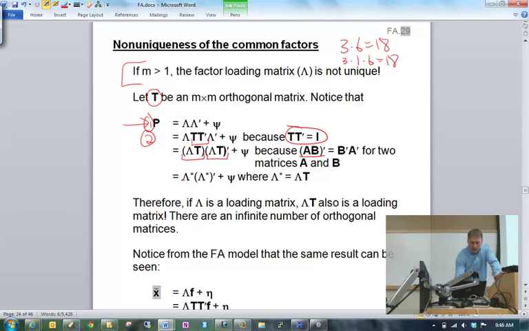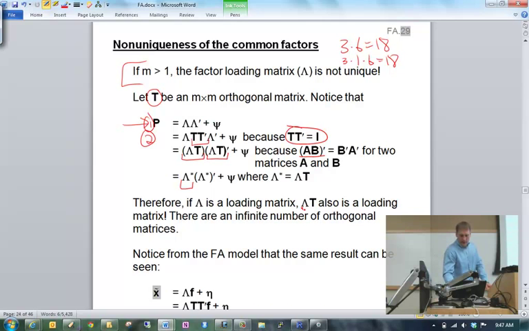How about now we call this lambda times T lambda star. And so essentially what I have here now is my factor analysis equations. But all I'm doing is just using a different factor loading matrix. That's it. Everything's still going to equal the same thing it was before, but I have just a different factor loading matrix in there.